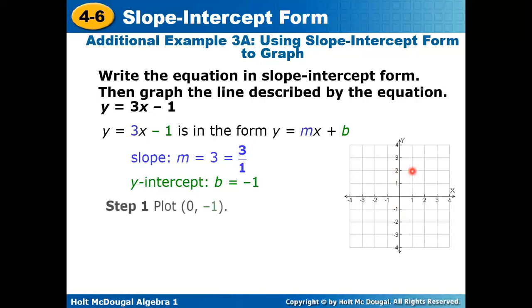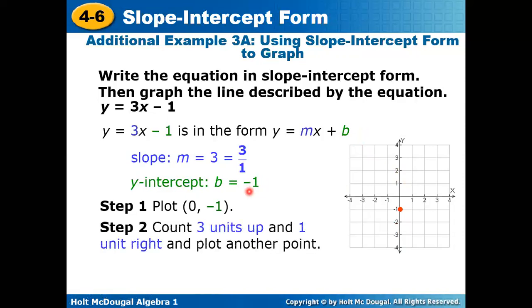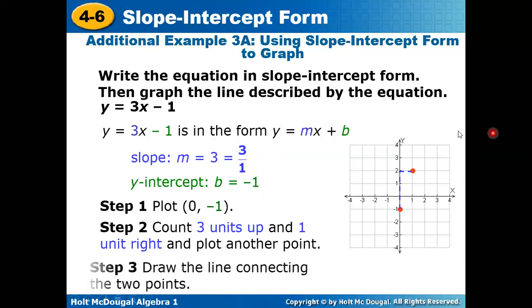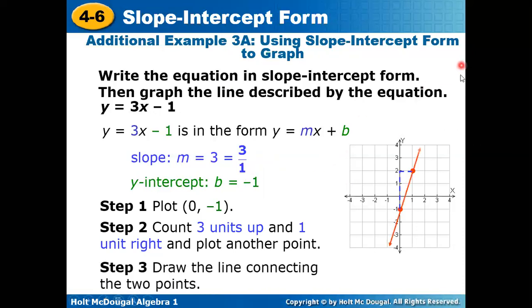Let's see. We plot the first point here, which is -1, the y-intercept. And count 3 units up, because the slope is 3 over 1, and 1 unit right, and plot the other point, then join them, draw a line connecting them.